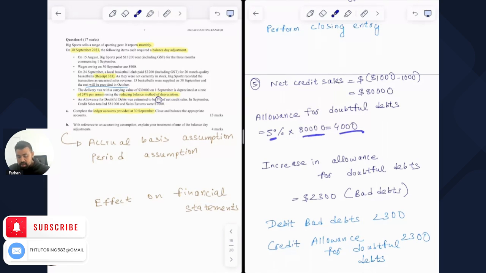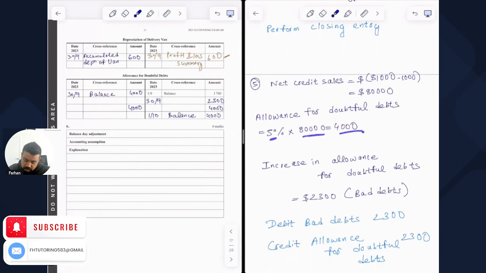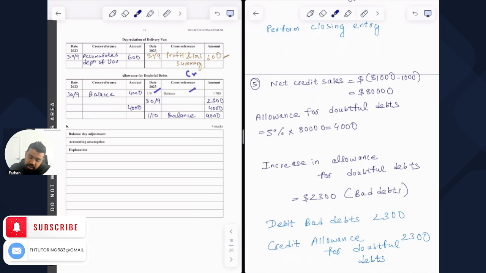So let's see the treatment within the ledger account for allowance for doubtful debts. We understand allowance for doubtful debts is a contra asset account. A contra asset account tracks the reduction in another relevant account, which in this case would be the trade receivables, the credit customers of the business. So a contra asset account should always have an opening balance on the credit side, which is what you can see on the 1st of September. The opening balance is given to us as 1,700. Based on our calculations, we have found the closing balance on 30th of September, which is obviously on the debit side, to be $4,000.